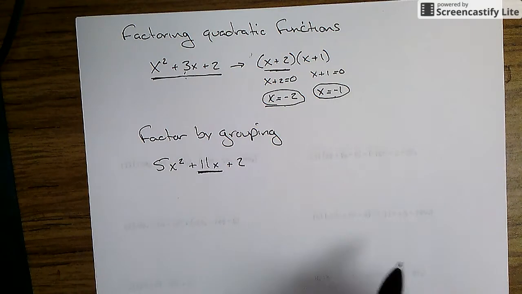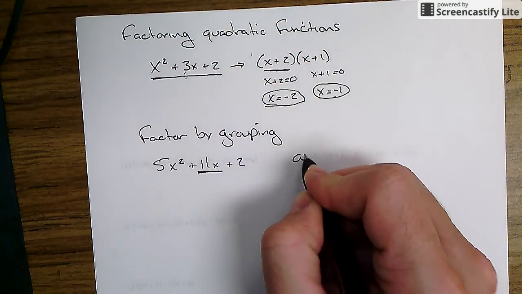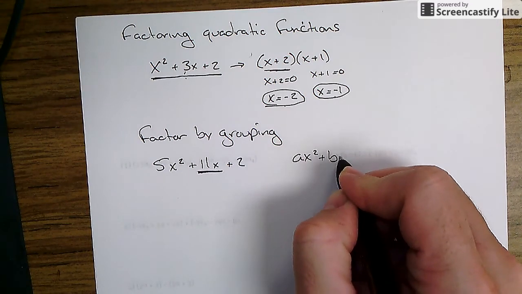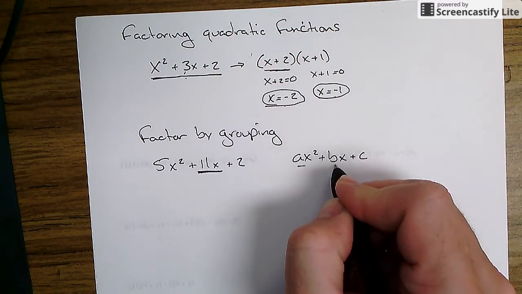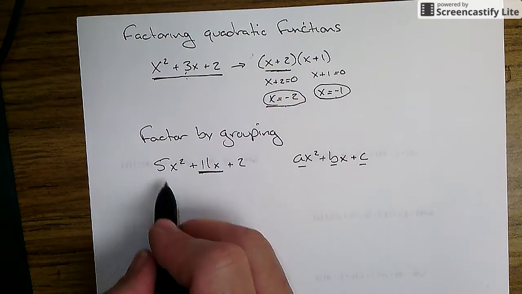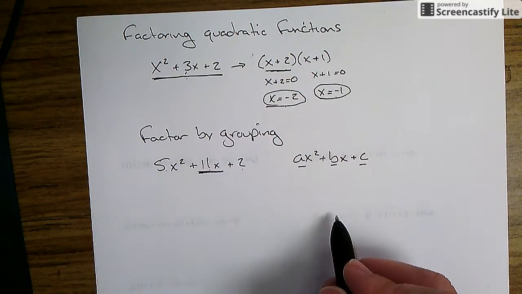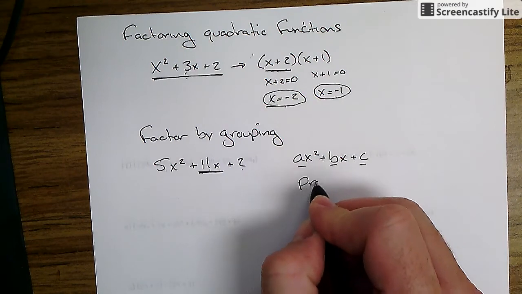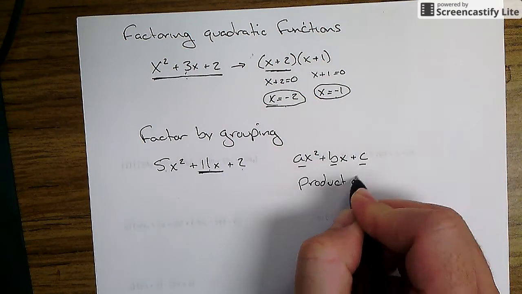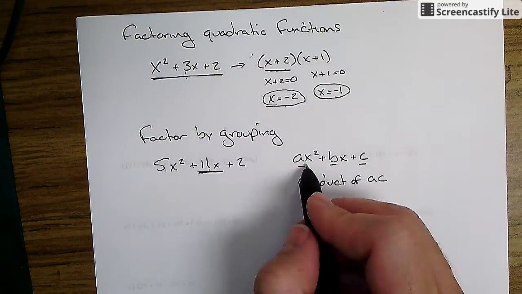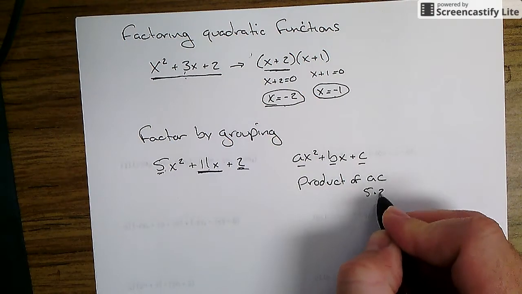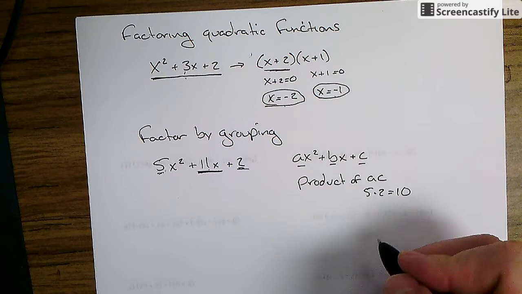And the way we're going to do that is we're going to remember that our quadratic function is in the form ax squared plus bx plus c, where the a, the b, and the c are our coefficients. And our first step to factoring by grouping is to find the product of a and c. In this case, 5 times 2, which equals 10.